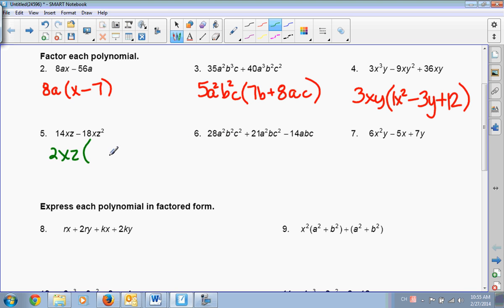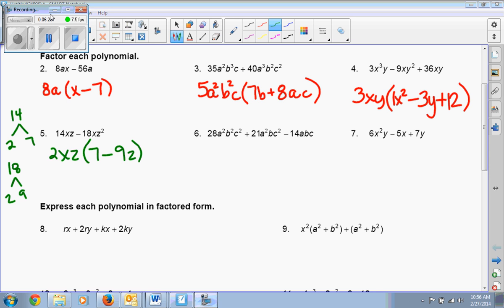2 times what is 14? 7. We already pulled out the x. We already pulled out the z. So we don't write anything else with our 7. Minus 2 times what is 18? 9. We pulled out the x. We pulled out one of the z's, so we would need to write one more z. And that's it. Okay. Any questions?